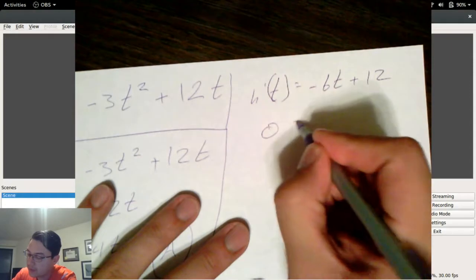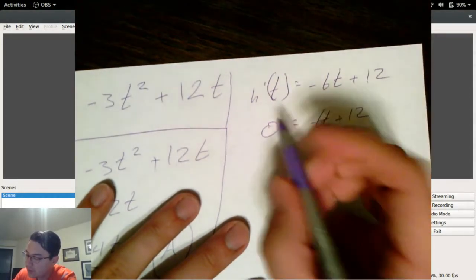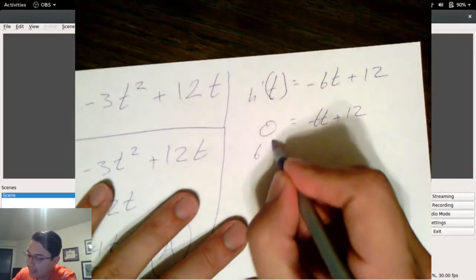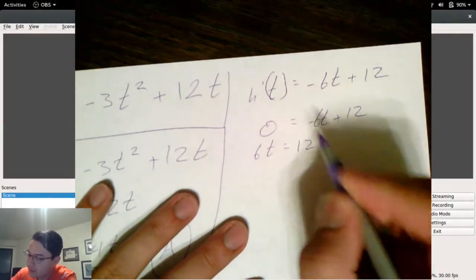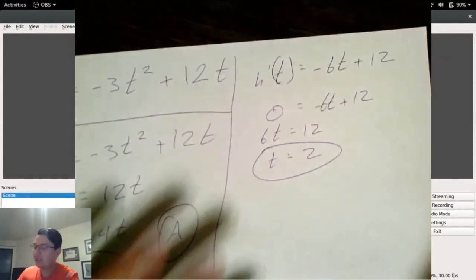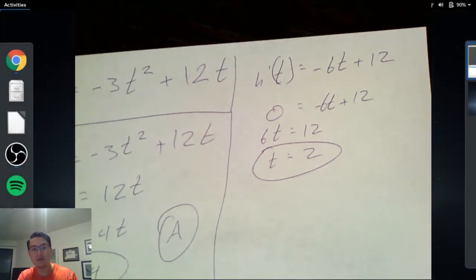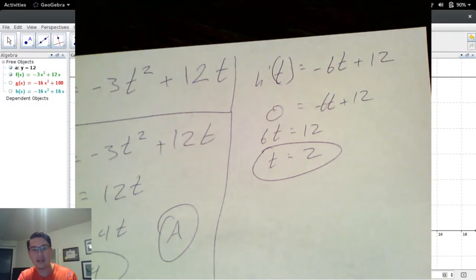So we set this equal to 0. I'll get negative 6t plus 12 equals 0. Move the 6t over. We get 12. Divide by 6, and we will get 2. So at time of 2 seconds, we should have a tangent line slope that is equal to 0, and if we go back to our graph, that is the x value that correlates with our apex.